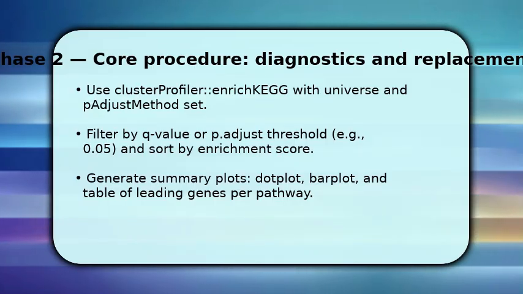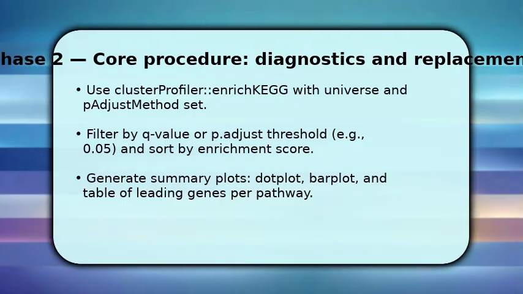Then, create a dot plot and bar plot to visualize significance and gene ratios. Also export the top pathways as a table with their leading genes, so you can interpret which genes drive each.